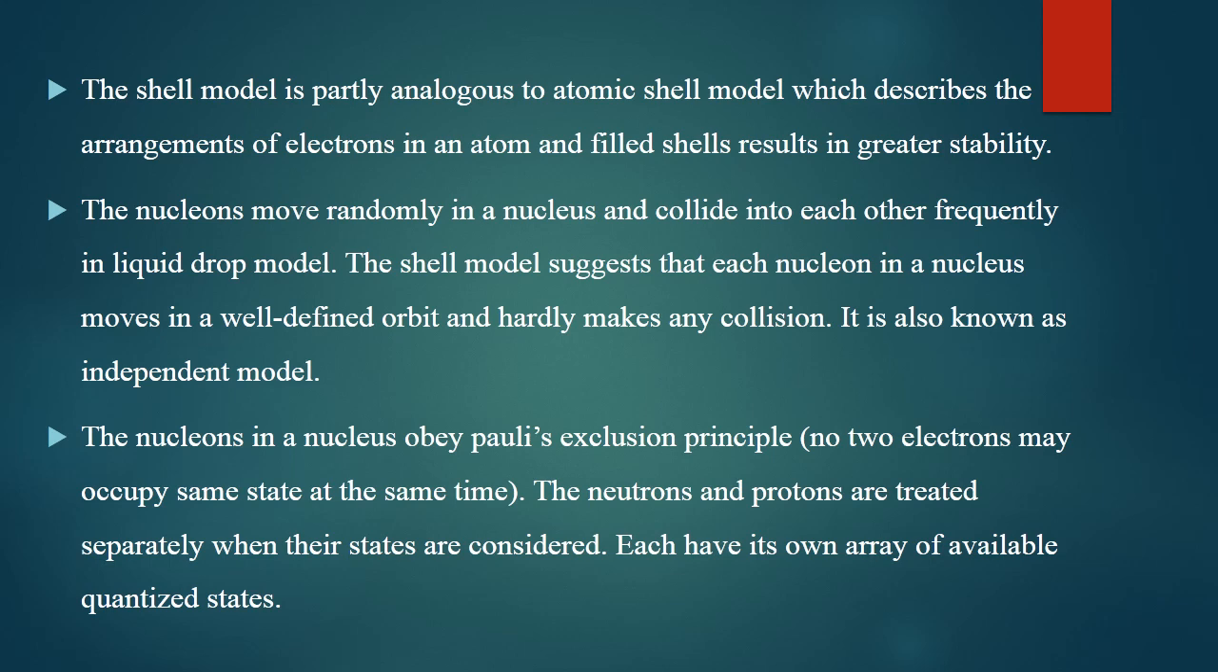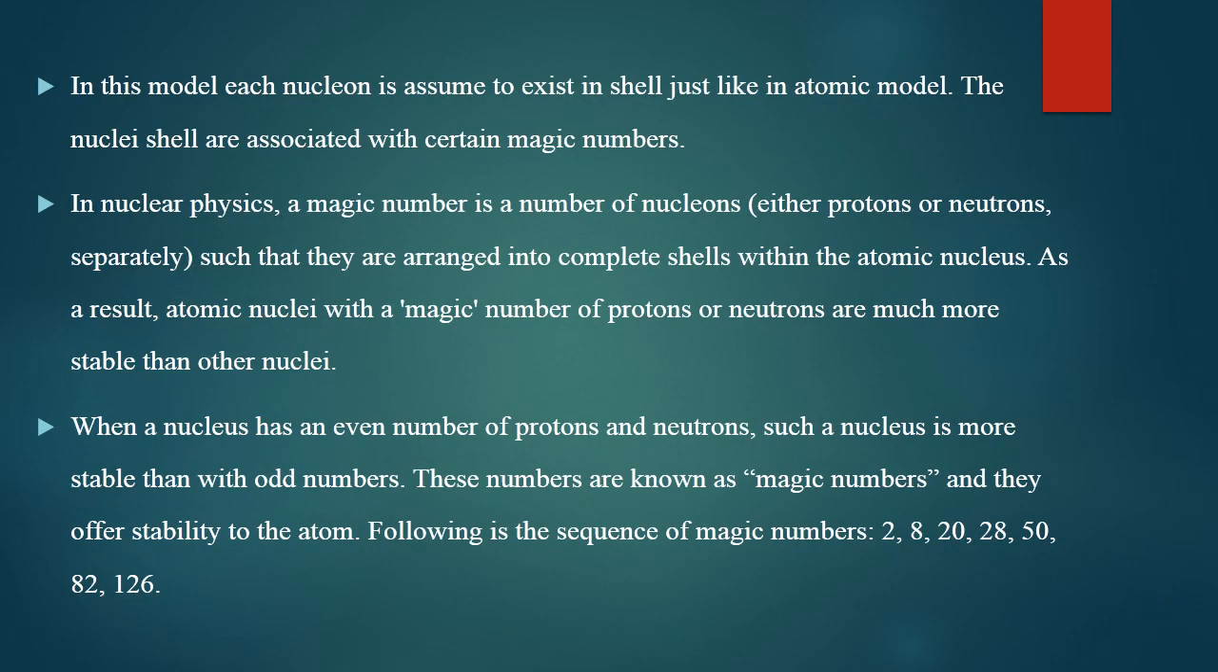As we already discussed, the nucleons obey Pauli's exclusion principle. No two particles may occupy the same state at the same time, so it is not possible for them to have the same quantum numbers. The neutrons and protons are treated separately, and their states are considered separately. They have separate, fixed orbits, as explained in the shell model. Each has its own array of available quantized distances.